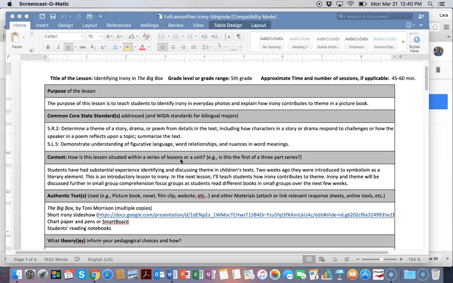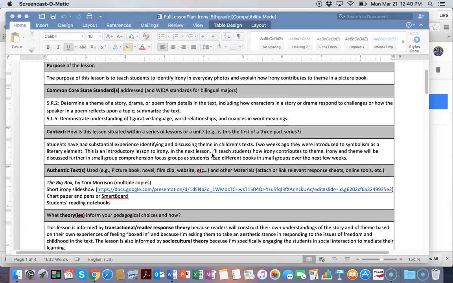Okay, this is the lesson plan for identifying irony in the picture book, The Big Box by Toni Morrison. This is a lesson plan that I co-taught with another teacher at Cedar Ridge Elementary School in Unit 5. She was a 5th grade teacher, and we planned it and co-taught it together. The idea with this lesson is to build on previous lessons that the teacher had taught her students regarding symbolism and other literary elements, to really help them identify irony.